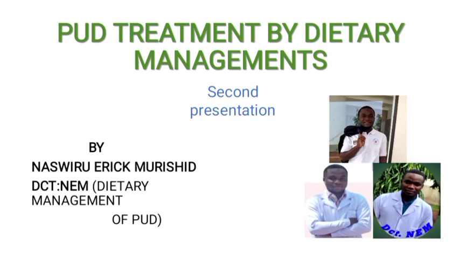In the first presentation, we discussed the pathophysiology of peptic ulcer disease. We saw a lot of information on the causes, clinical presentation, medical treatment, and surgical treatment. Here we are going to finish up on the dietary management of peptic ulcer disease treatment.